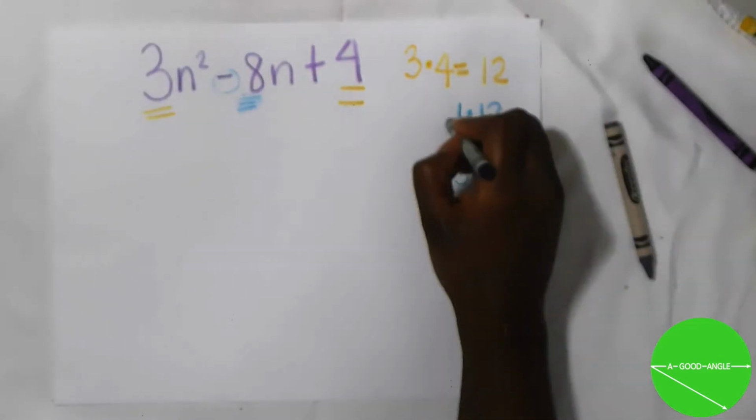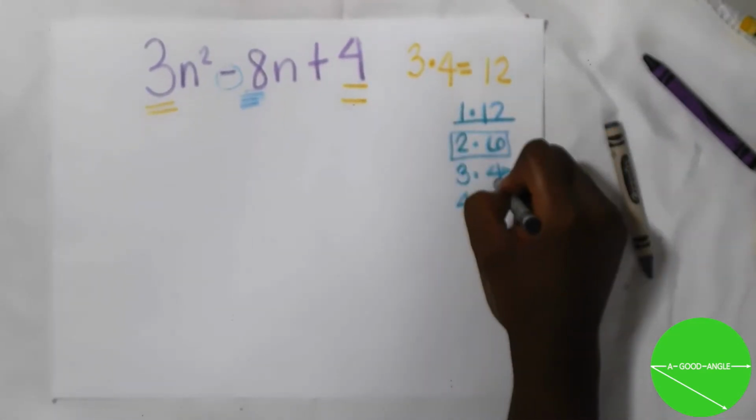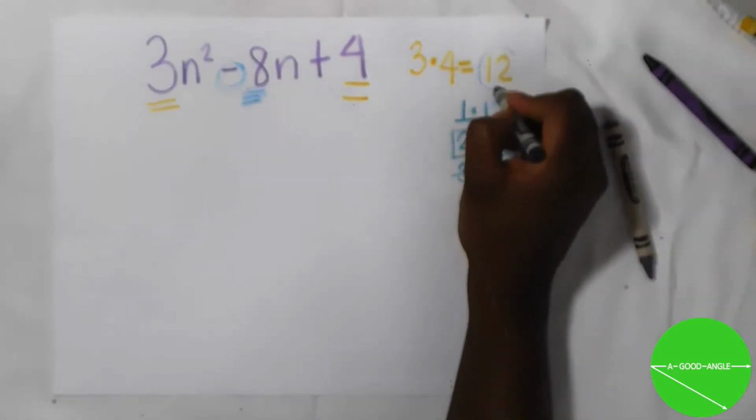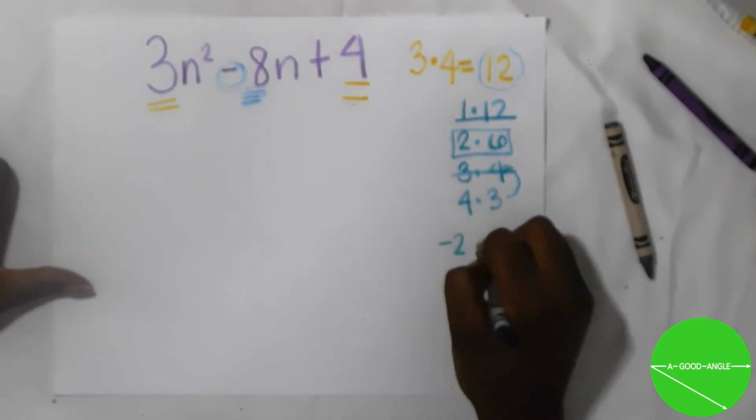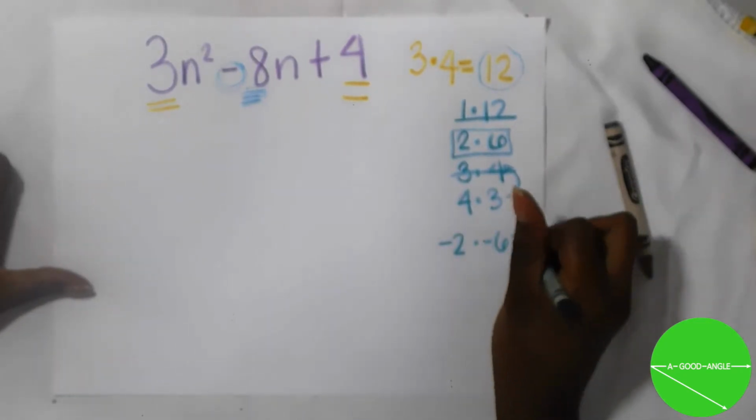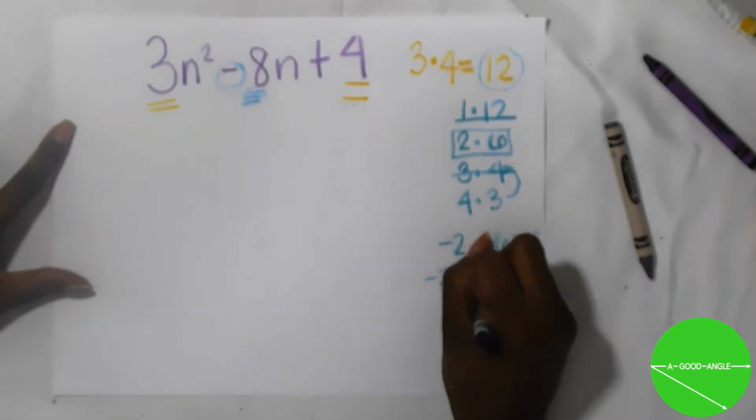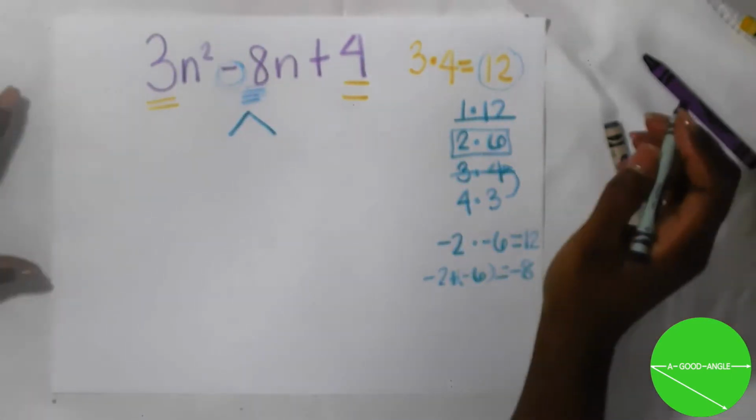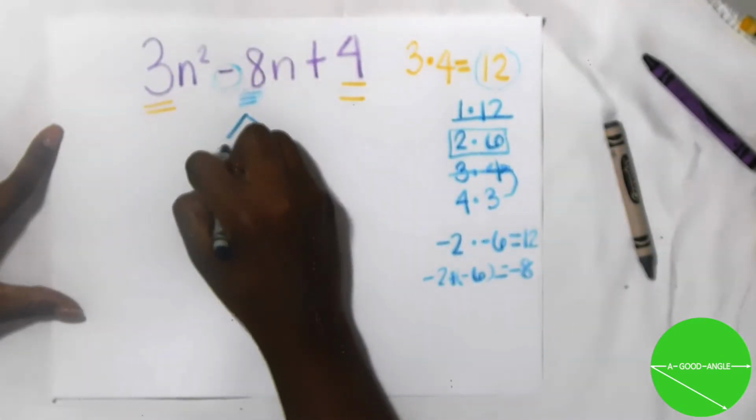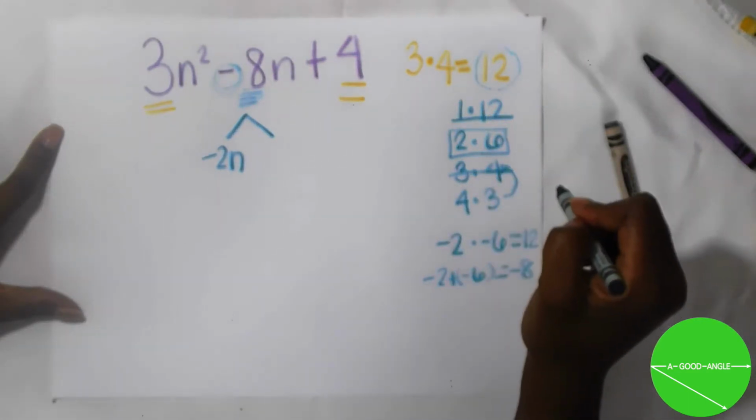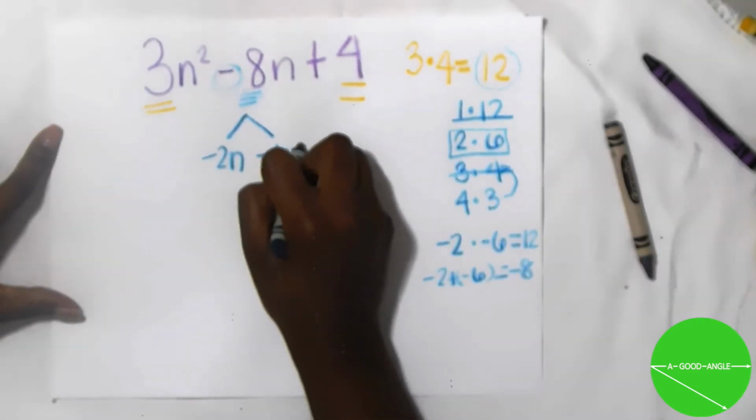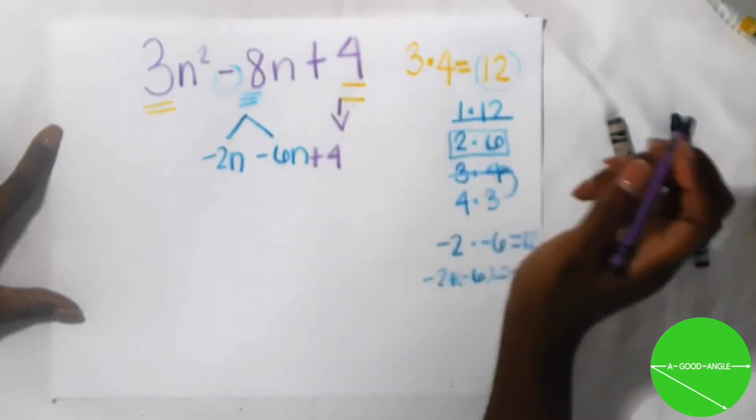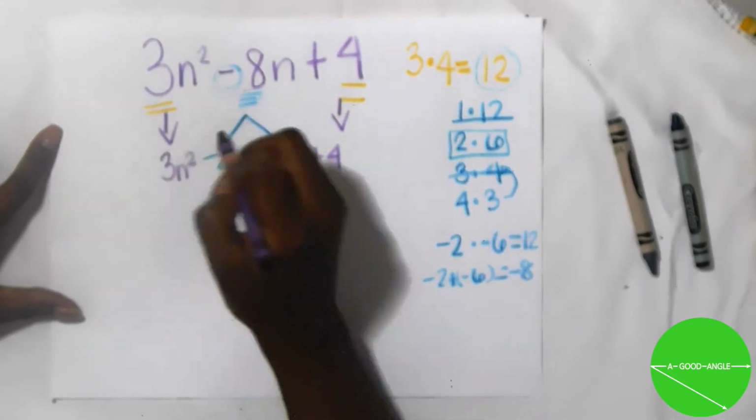And then, which one's going to give me an 8? Well, 2 and 6 are going to give me an 8, right? When I add them. But tricky, they got to add to give you a negative 8, multiply to give you positive 12. So both your numbers have to be negative. Negative times a negative gives you that positive 12. Negative plus a negative gives you that negative 8 in the middle. So then you're going to split your middle term. Negative 2n minus 6n instead of that negative 8. And then bring down everything else. Bring down the 4. Bring down the 3n squared.